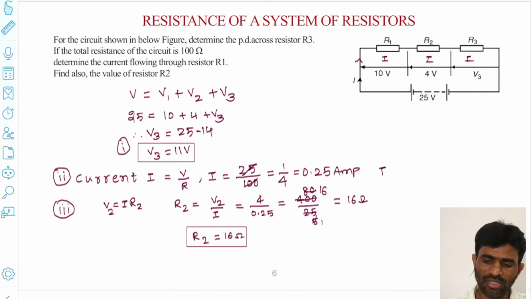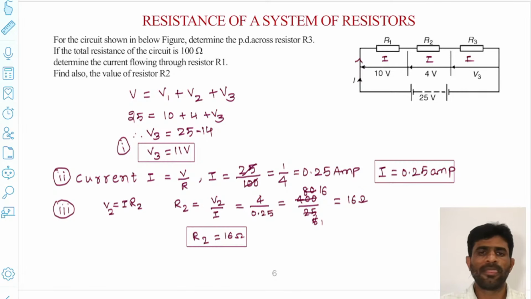and the total current I is equal to 0.25 amperes. So hope you understood all this. Is this problem clear? Shall we go to the next one now? In this way we can find out any voltage, any current or any resistance. You have to know in which case voltage is divided, in which case current is divided, and how to use Ohm's law according to the question.